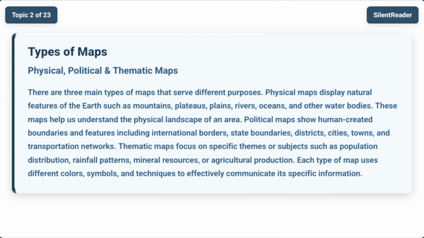Political maps show human-created boundaries and features including international borders, state boundaries, districts, cities, towns, and transportation networks. Thematic maps focus on specific themes or subjects such as population distribution, rainfall patterns, mineral resources, or agricultural production. Each type of map uses different colors, symbols, and techniques to effectively communicate its specific information.